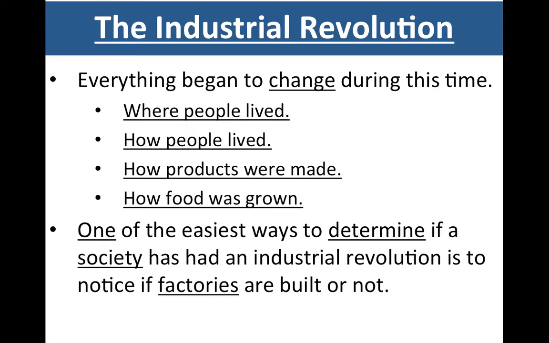Everything began to change during this time. Where people lived, how products were made, even how food was grown. One of the easiest ways to determine if a society has had an industrial revolution is to notice if factories are built or not. So here is a picture of what a factory is.